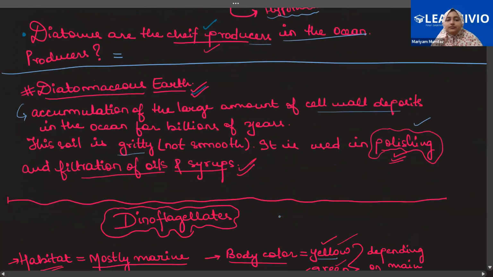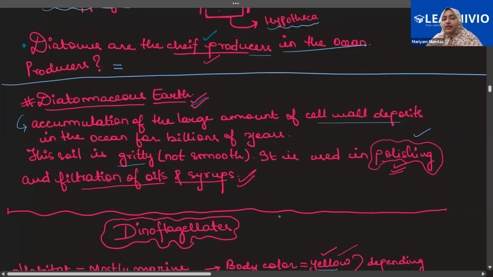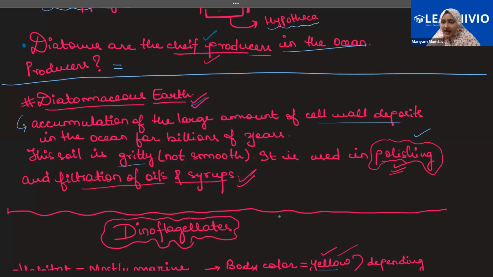Now, there is a thing known as diatomaceous earth. See, when the diatoms die, their cell walls are present in the ocean only. Now, the cell wall has silica, so it cannot be degraded very easily or quickly. So it stays there in the ocean and starts getting accumulated. For example, if 100 diatoms died, then 100 cell walls will be present in the ocean. The accumulation of a large amount of cell wall deposits is indestructible, so it will stay there for billions and billions of years. It will not be destroyed. So it becomes the soil of that ocean.